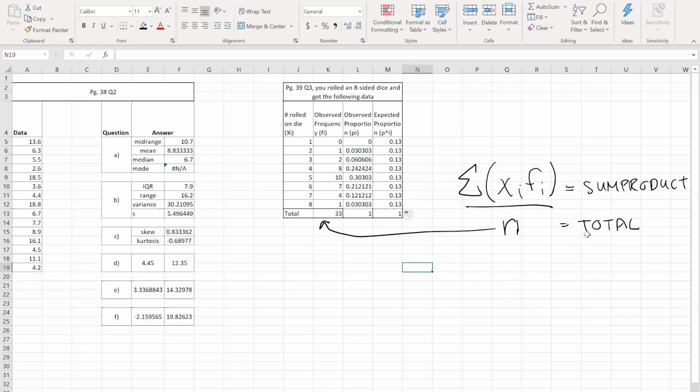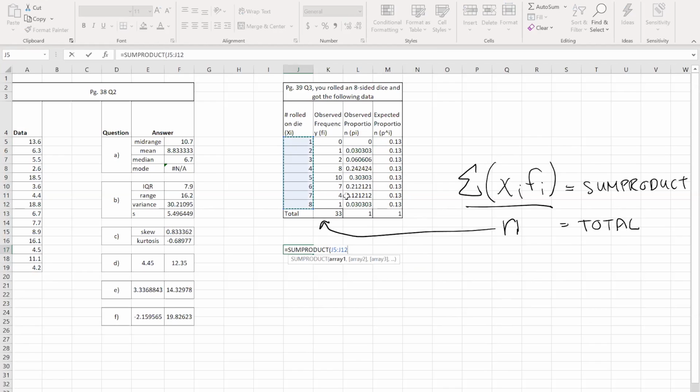To then calculate the weighted mean, we would do the sum product of these two columns, xi and fi, right? Xi and fi, and then divide that by our total. And this is the weighted average for this data.